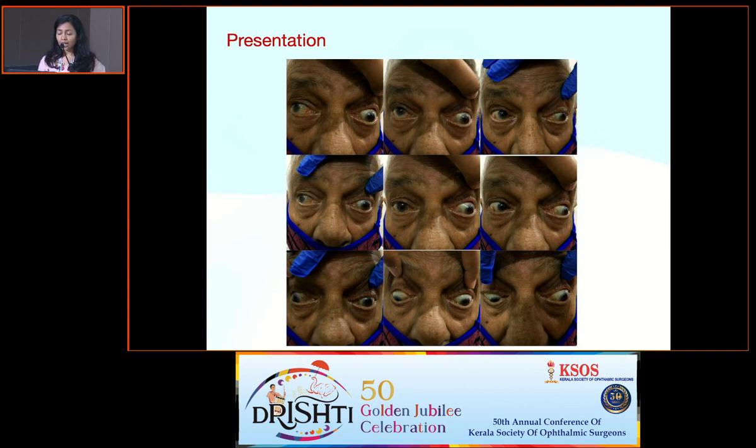So in the presentation, the eye would be turned out and down. There will be complete ptosis if it is complete involvement, and there will be limitation of elevation, adduction, and depression, and the pupils will be dilated, and there will be absence of both direct and consensual reflexes.